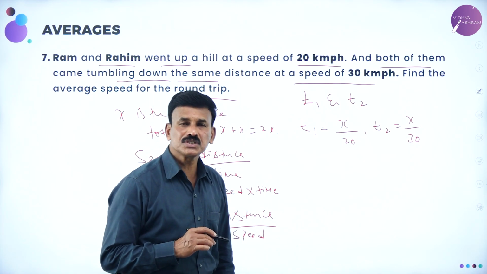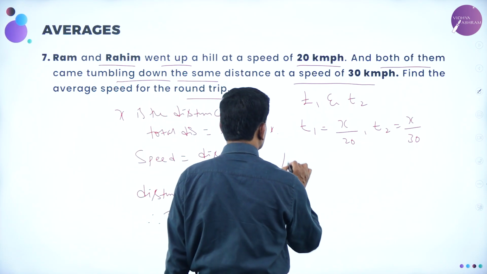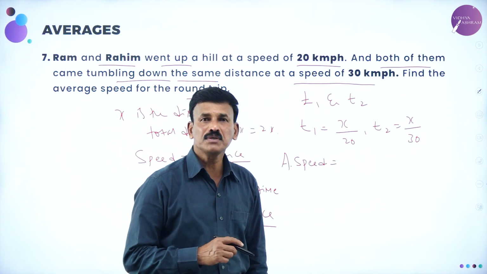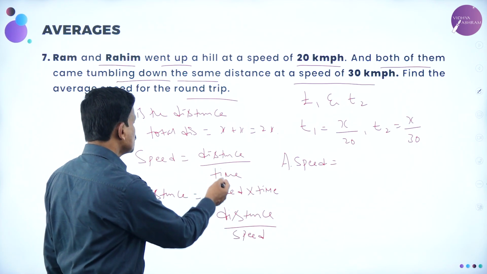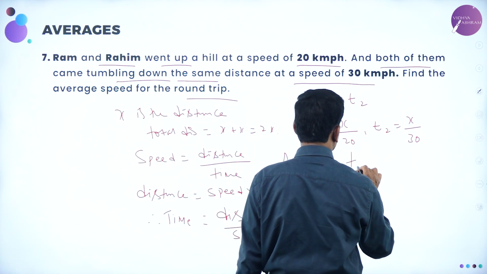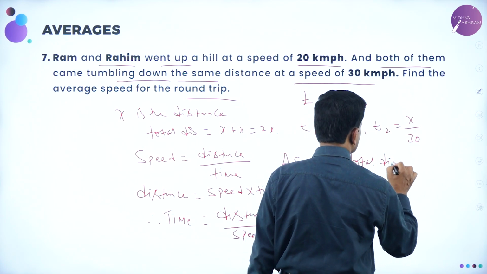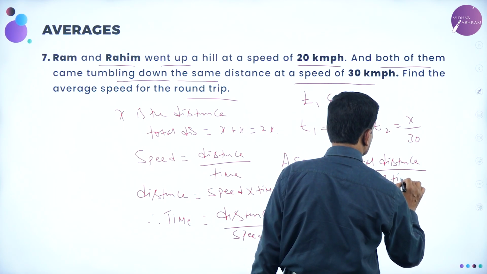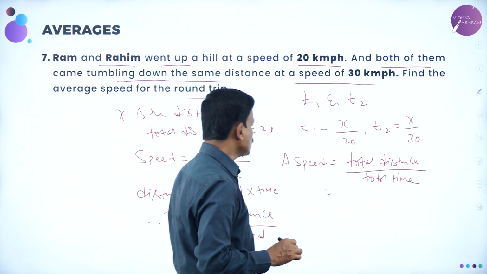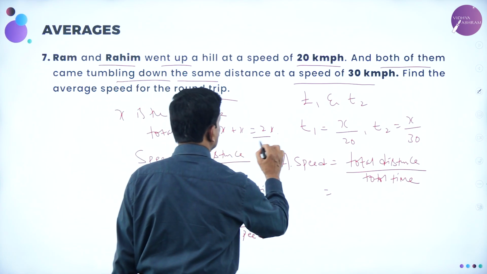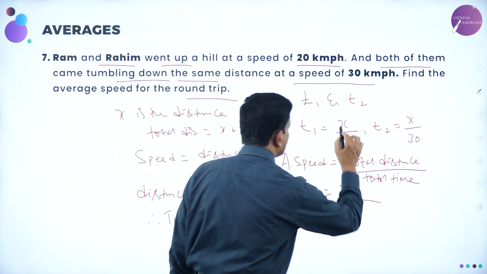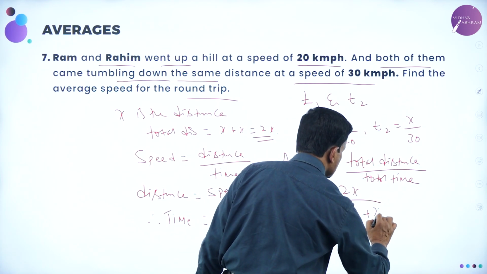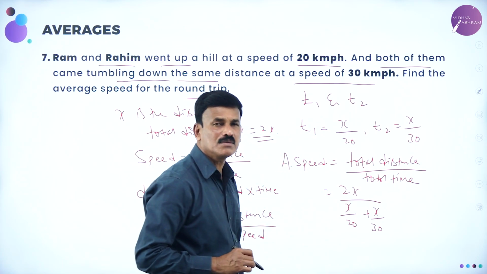Now the average speed for the round trip. What is speed? Speed is equal to distance travelled by time taken, total distance divided by total time taken. Total distance travelled is 2x, divided by the total time taken, T1 plus T2, that is x by 20 plus x divided by 30. Take LCM and simplify, you'll get the answer.